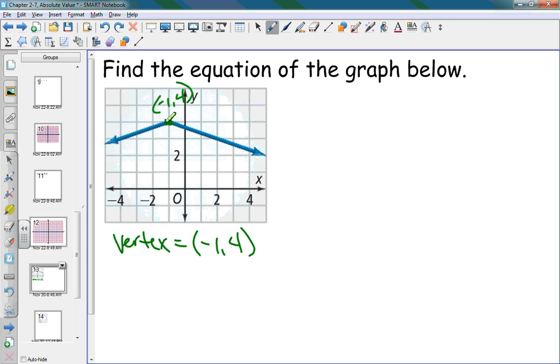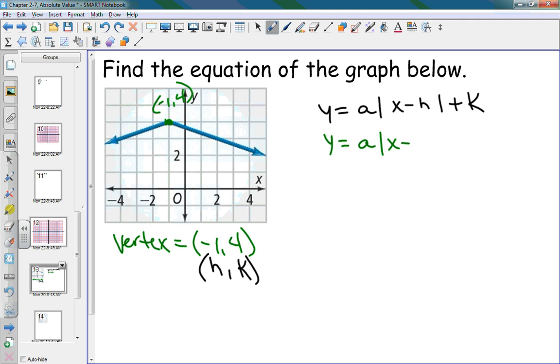Okay? Now, next, what do I do? H and K, right? So that means if I use my formula, which is y is equal to a times the absolute value of x minus h plus k, I now know what h and k are, correct? I know that -1 is my h and +4 is my k, because that's what the vertex is. Do we understand that? So I'm going to plug those into my lovely equation. So y is equal to a times the absolute value of x minus h, where h is -1, plus k, where k is +4. What's minus a negative? Positive. So that's going to be y is equal to a times the absolute value of x plus 1, plus 4.